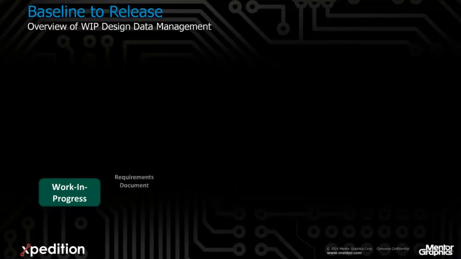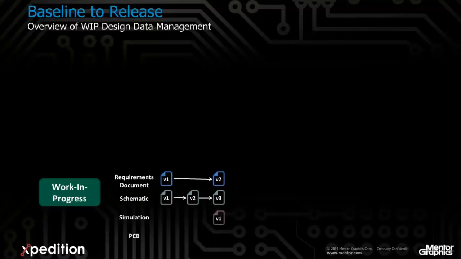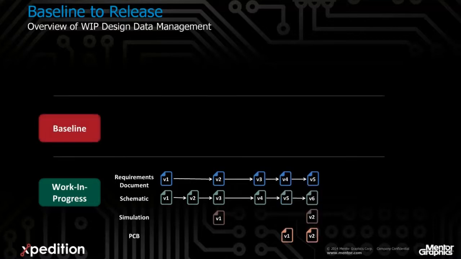So things like a requirements document, schematics, simulation files along with results and the PCB. And during their work-in-progress phase, they will all version independently and all be worked on independently. And there comes a time when you may want to do a peer-to-peer review, and this is where XDM allows you to create what's called baselines.